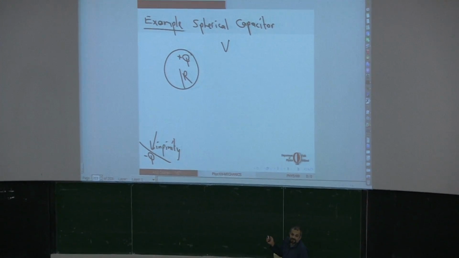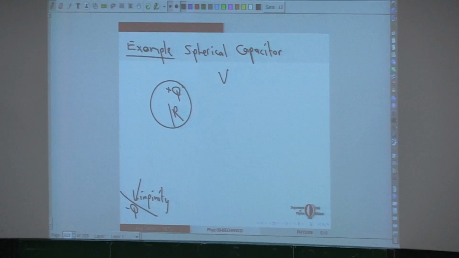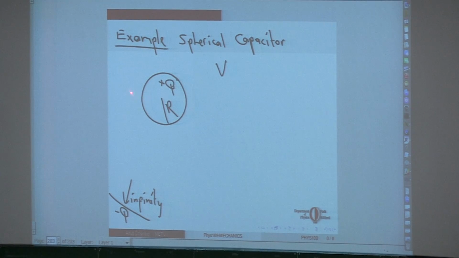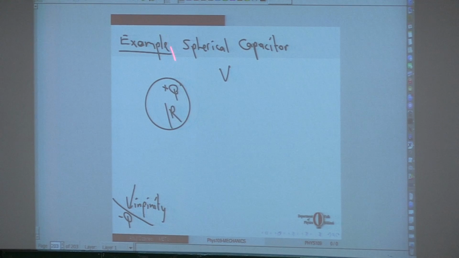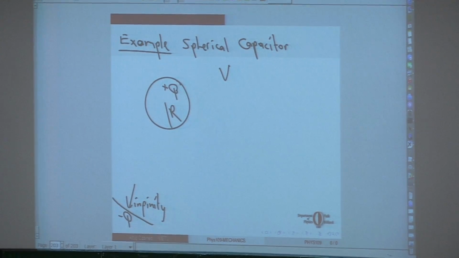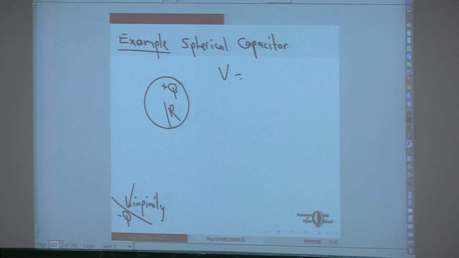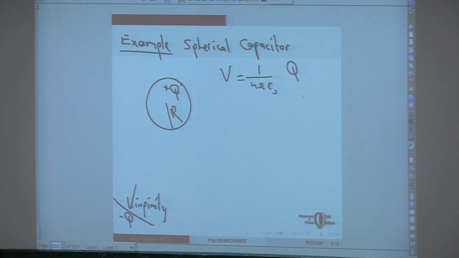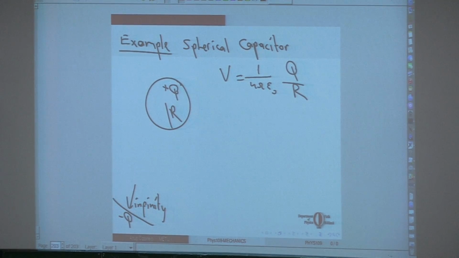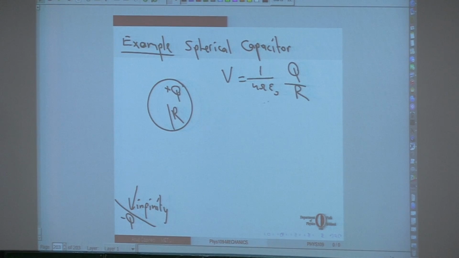Well, we had already studied the sphere problem. We know that outside this conducting sphere, the system just behaves like a point charge. So right at where our sphere is, the potential is nothing but 1 over 4 pi epsilon 0 Q over R. This is the potential difference between infinity and the sphere. And this has to be Q over C, so the capacitance is nothing but 4 pi epsilon 0 times R.